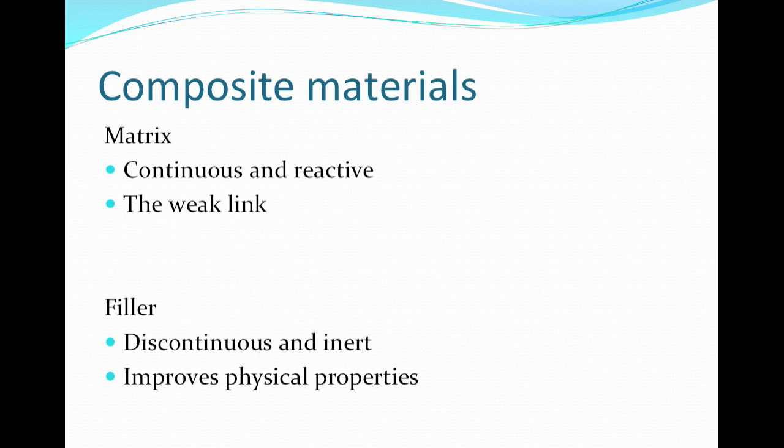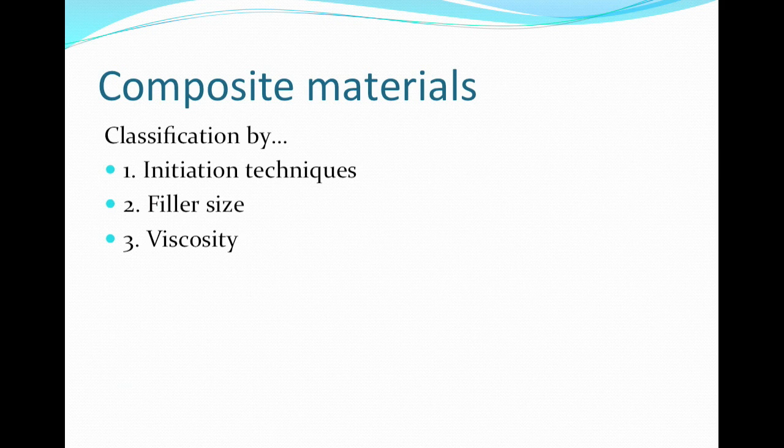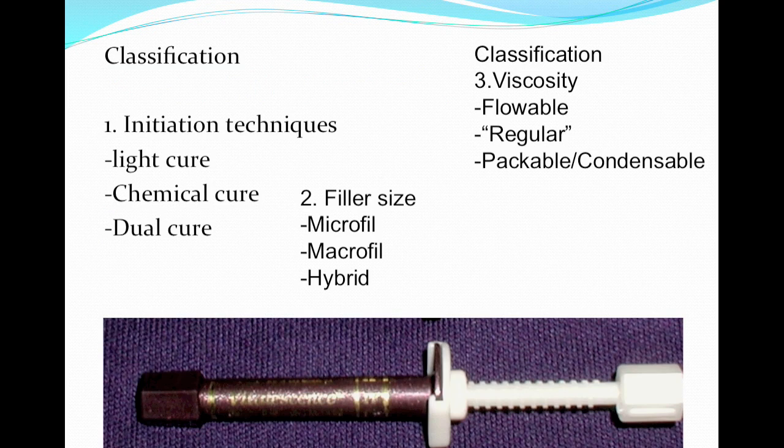Okay, so we'll spend a bit of time talking about classification of composites, because there's actually three different ways that we can classify them. First, by initiation techniques, filler size, and then by viscosity. So let's chat briefly about that. By initiation technique, they can be light cured, chemical cured, or dual cure. So chemical cure, of course, means they set by themselves, and light cure means they are initiated by light through the photoinitiators. They can be classified by filler size.